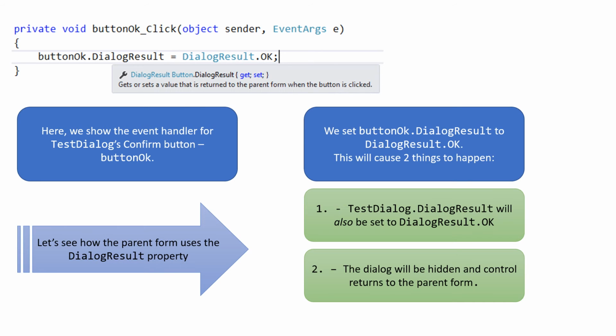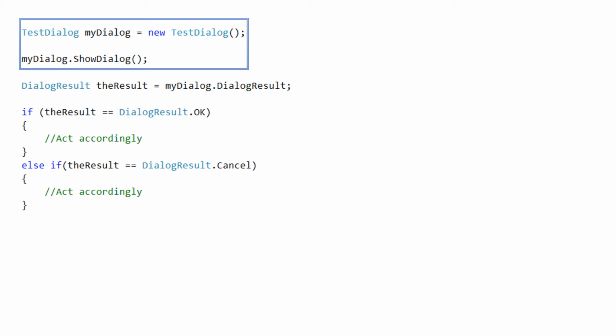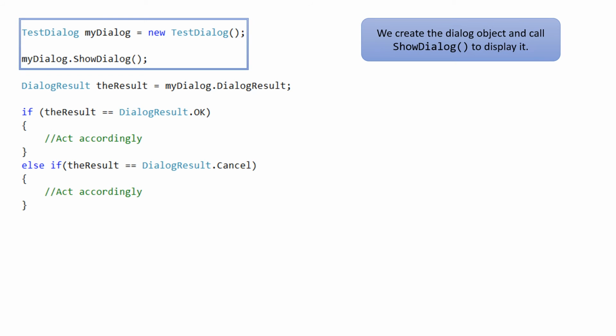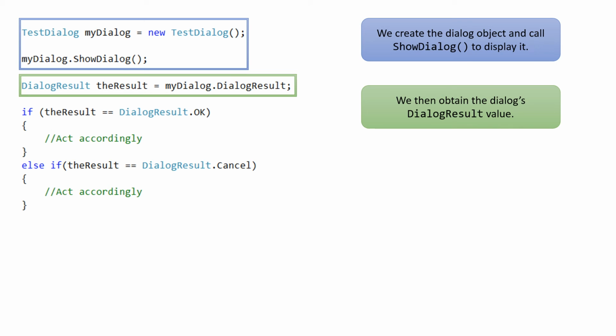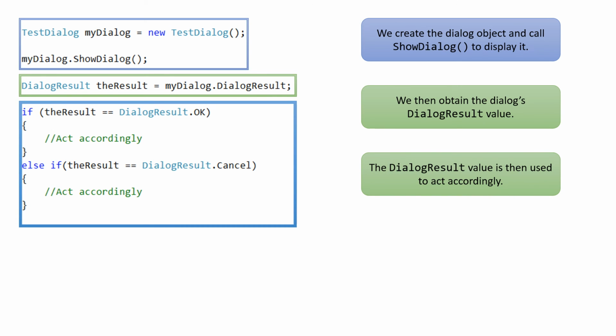Now let's see how the parent form uses the dialog result property. We start off by creating a dialog object and calling its showDialog method to display it on screen. Our next step is to obtain the dialog's dialog result and save it in a variable. We can then use an if-else chain to test the value of the dialog result and act accordingly.